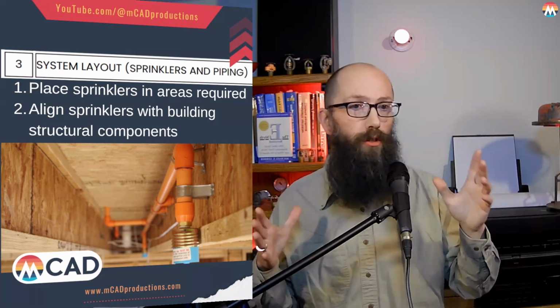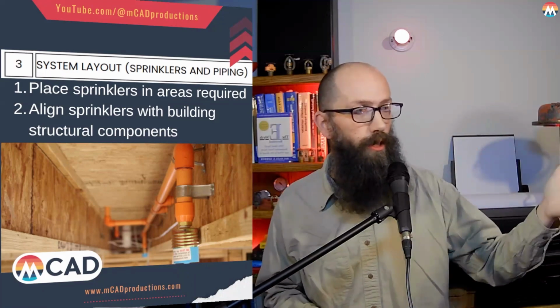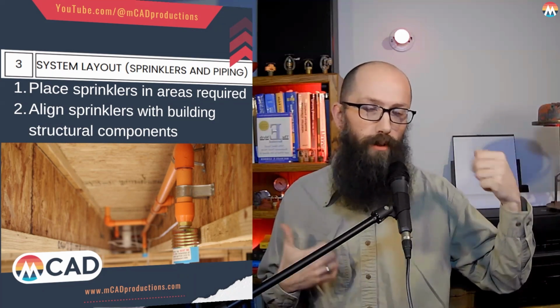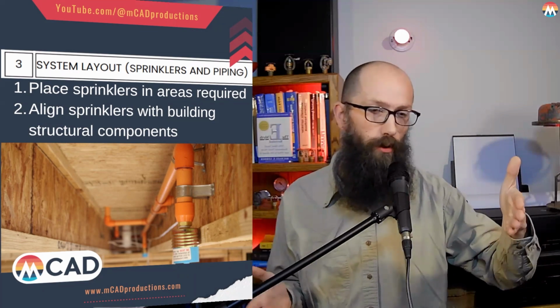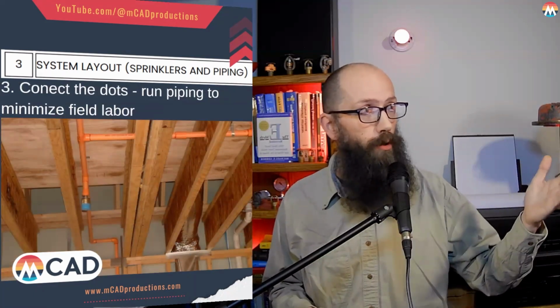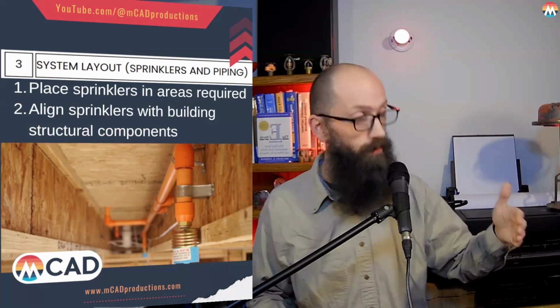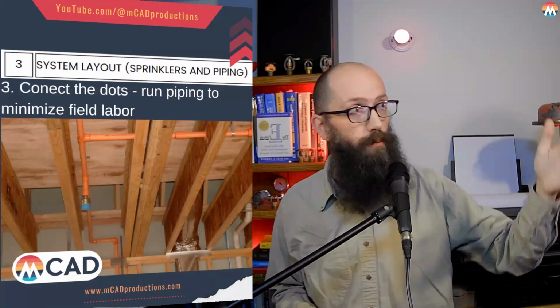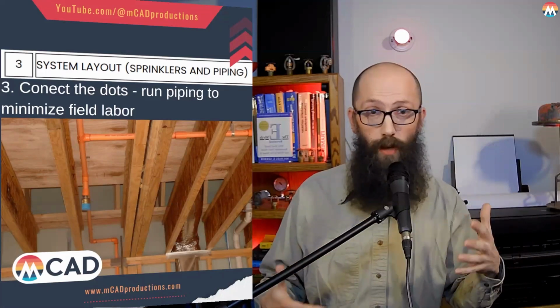Number two, we're going to align the sprinklers with the building structural components. You see in this picture here, we have piping between a floor joist. We're running predominantly through the floor joist channel to avoid drilling as much as possible. We can't completely avoid it. The third step, after we place the sprinklers and align them as much as possible with the structural components, is number three, we connect the dots. We run the piping through the structure to minimize field labor, minimize drilling and whatnot.